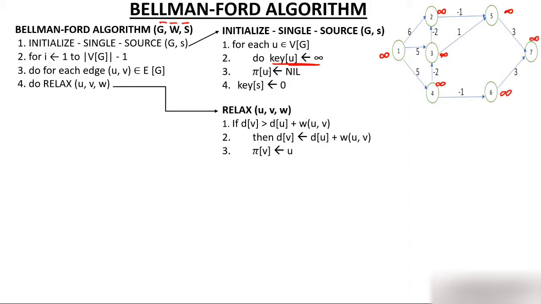Then I say pi of u is nil, because I don't know the parent of any node. If you ask me who will be the parent of 1, I don't know. Who will be the parent of 5, I don't know. And then key of s, the source value, will be 0. This is what I was saying: initialize the source with 0 and all other nodes with infinity. This is what single source initialization is all about. Hope you understand the first step.